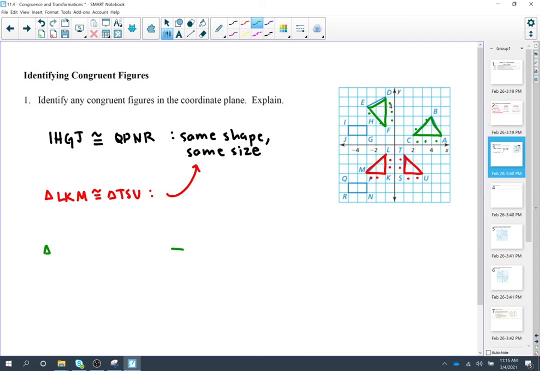So I can say triangle DFE is congruent to triangle ACB. And same reason, they are the same shape and the same size. Now, is it true that this triangle EDF is congruent to this triangle MLK? Because they are both triangles. And the answer there is no, because yes, they're both triangles, but they're not the same size.